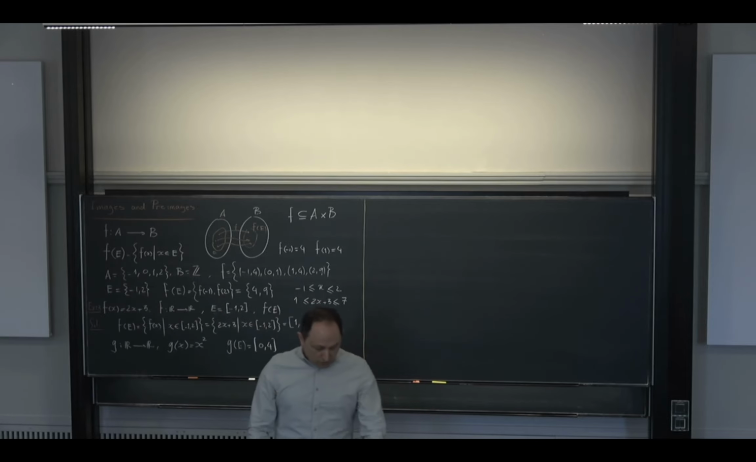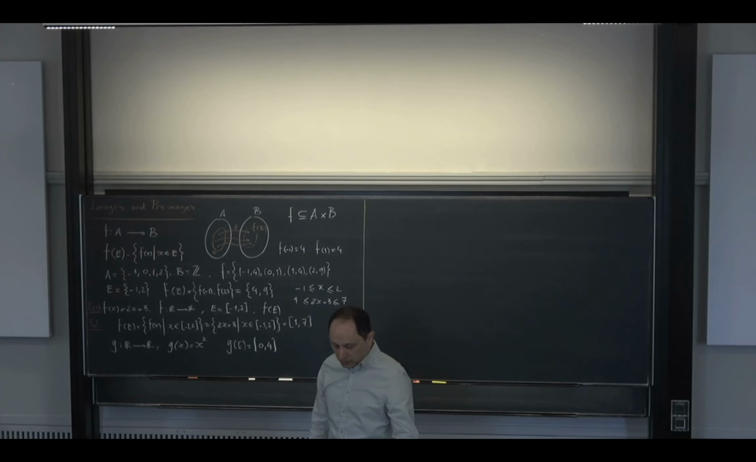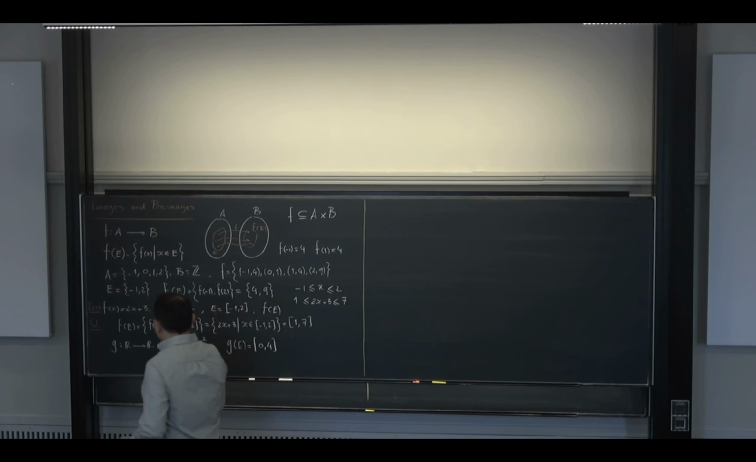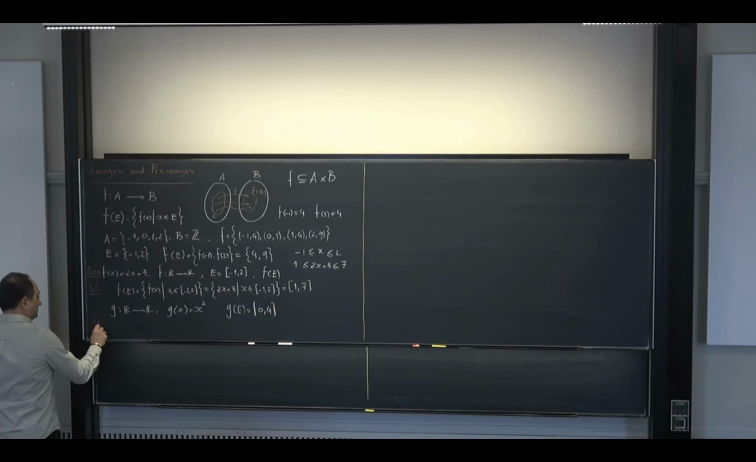So there is a theorem here that it is good to know. We want to see how images of unions, intersections and differences behave. I will prove one part of it for you, and then you can work on proving the other ones. So let me prove part 2. This is theorem 1.4.